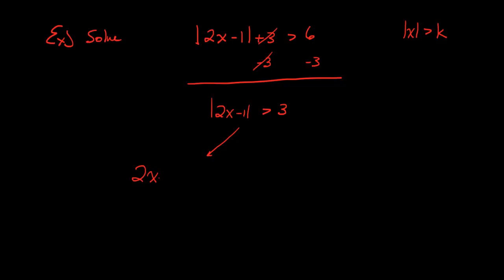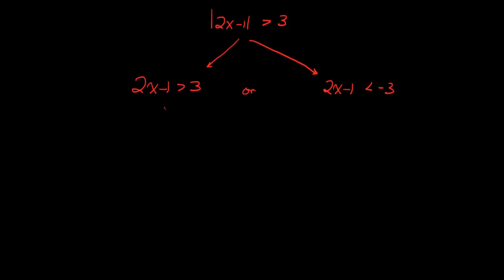This implies that 2x minus 1 is greater than 3. So I rewrite exactly what we have. We keep the sign, keep the constant, or we flip the sign and flip the constant: 2x minus 1 is less than negative 3. That's the way that I like to remember it. It's sort of a saying that I use to remember this.